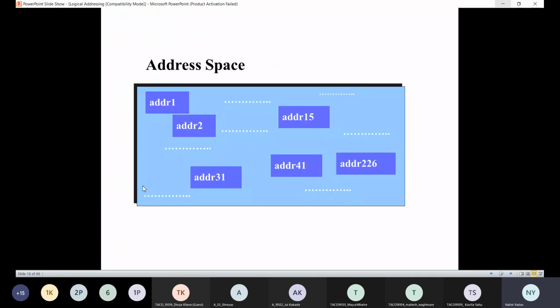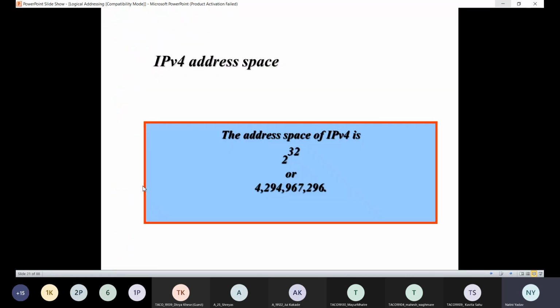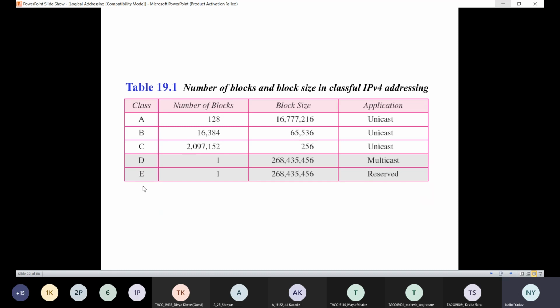So let's go with address space, and the number of blocks. What are the number of blocks and block size useful in IPv4 addressing? For A, I have 128 blocks because 0 to 127, and the total block size is given as a huge number, and my application is for unicast IP addressing. Correct. For class B, 16384 will be my number of blocks. Then block size is 65536, and then application is unicast. Similarly for class C and class D as well.